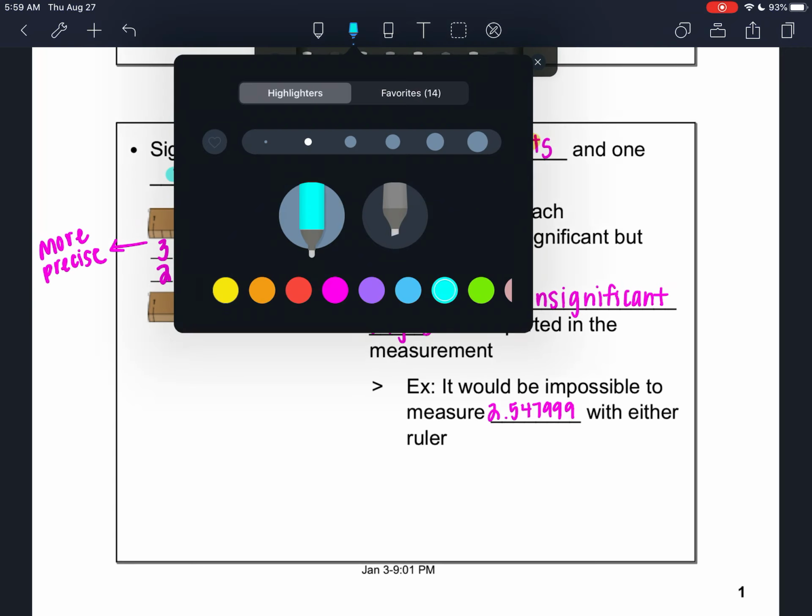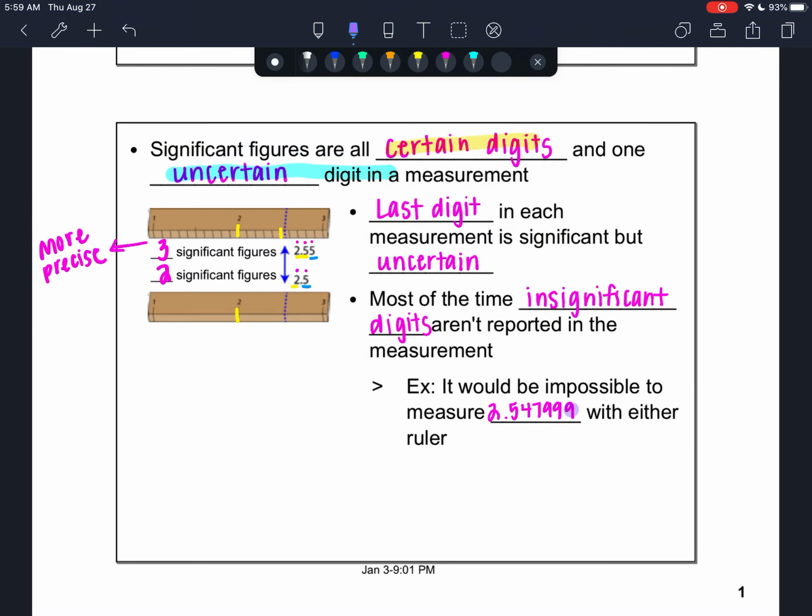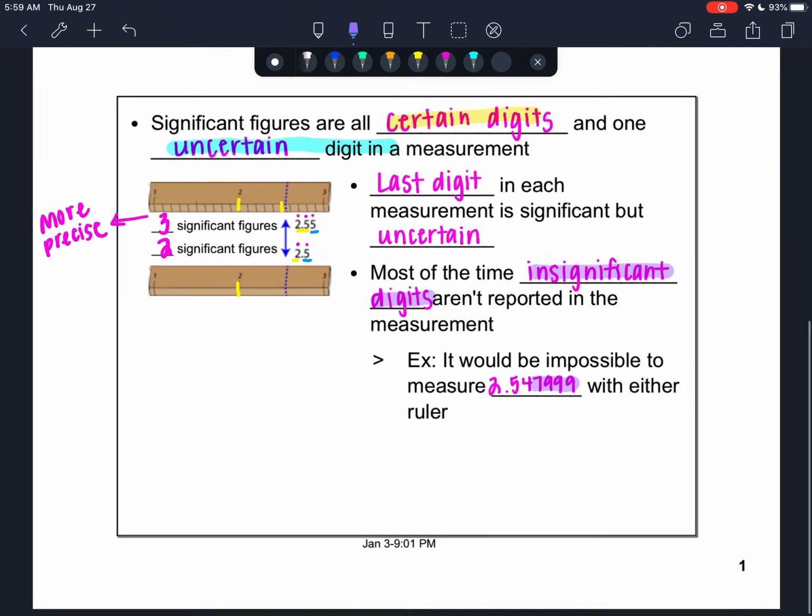Now with either of these rulers, it would be impossible to measure something like 2.54799999. Why? Because all of these extra digits at the end are insignificant. They're insignificant specifically because I don't have enough tick marks for me to accurately estimate that far out. So insignificant digits are digits that you can say because you feel like saying that that's the measurement, but they're entirely insignificant because your measuring tool just can't measure that precisely.